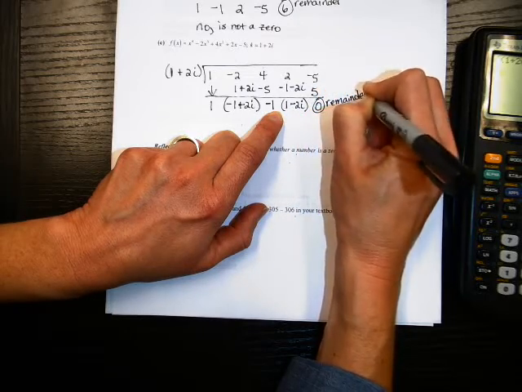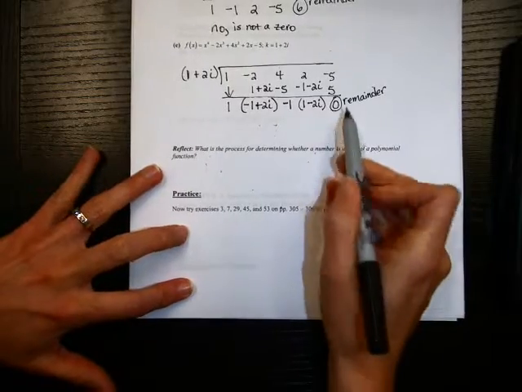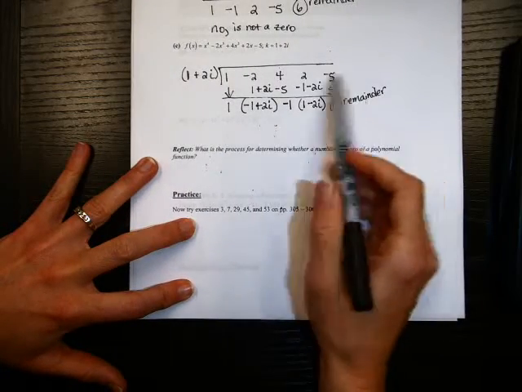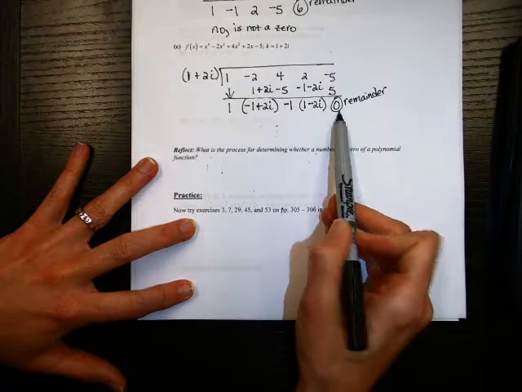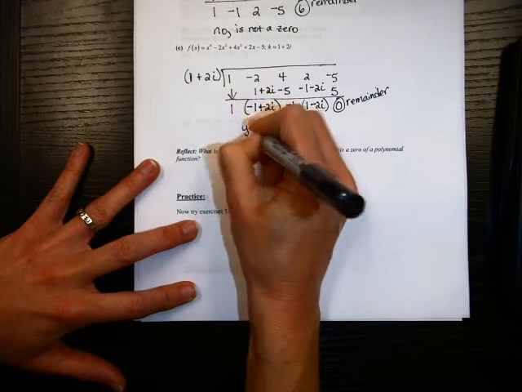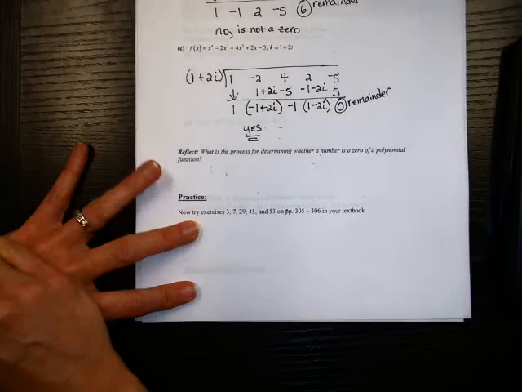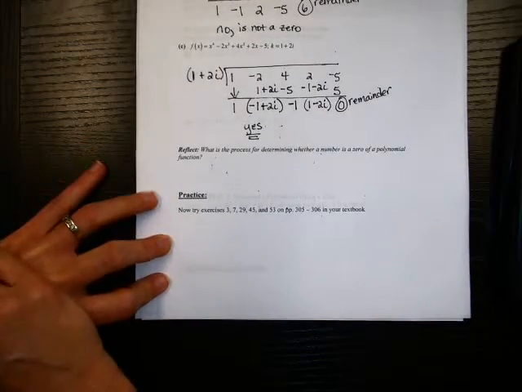And so remember our original question was, is this a given 0 of this polynomial? And since our remainder is 0, then the answer is yes, it is a 0 of this polynomial.